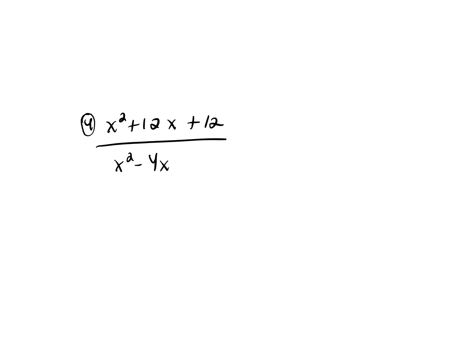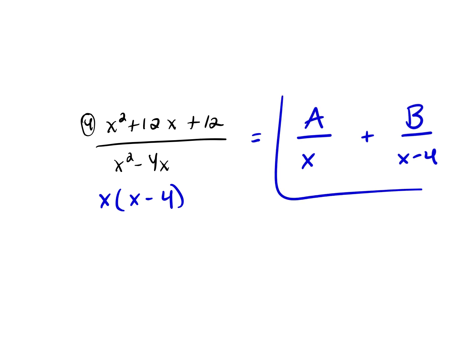Would you take out an x? Yeah, take out an x. What are we left with? X minus 4. All right, how do we set it up? What do we do next? Set it up, what we've done in every single question. So x is going to go on the bottom. X minus 4 goes on the bottom of the other one. What goes on top? A and B. That would be our answer.